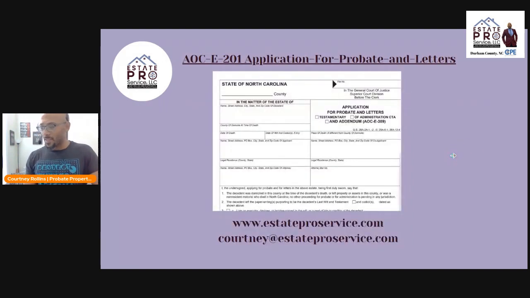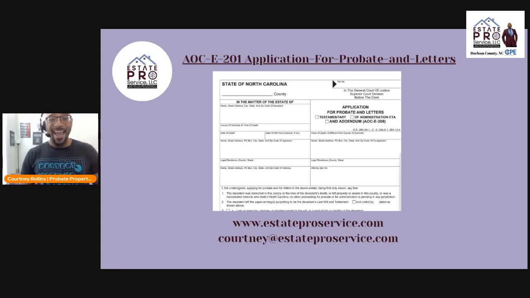All right. The next thing we have is the application for probate and letters. That is basically what will start the process of settling an estate. So you'll have to make sure that, if there's a will, you show that there's a valid will in existence. If there's not a will, then you or whoever has a vested interest in the estate can request to be the administrator of the estate. So if there is a will, there's usually an executor identified, or multiple executors, but if there's not, then it would be an administration of the estate based on the laws of North Carolina.